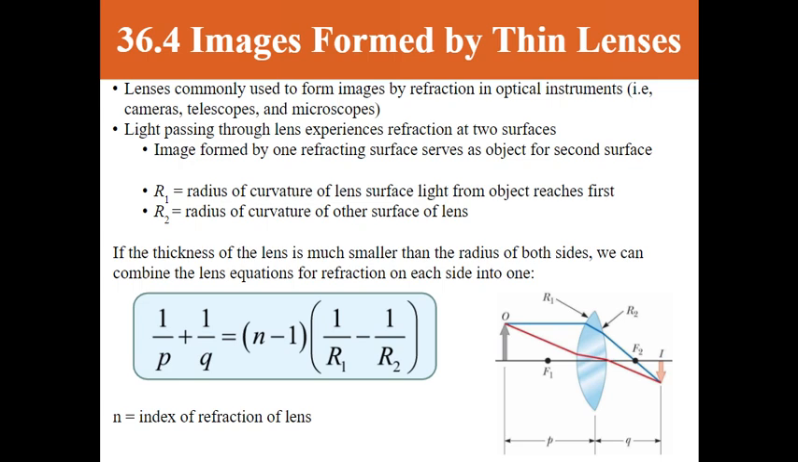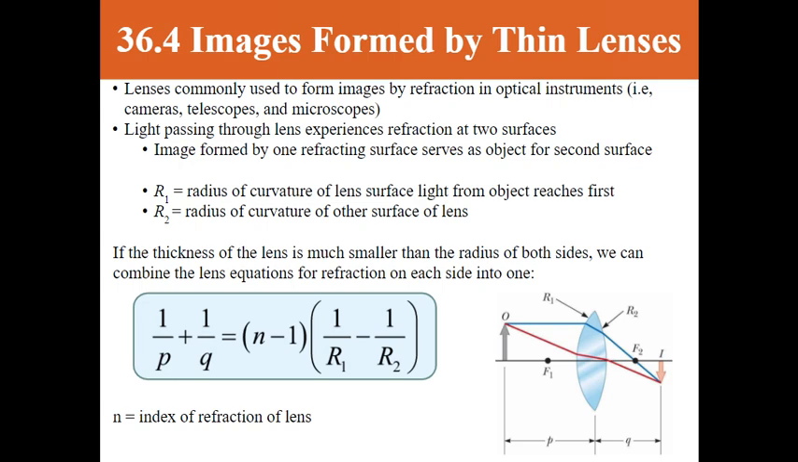Now you have the radius for the front part of the lens and the radius for the other side of the lens. And there is an equation that, again, lets you find the location of the refracted image once light passes through both sides of the lens. This equation is shown below. As long as you know n, the index of refraction of the lens, and the curvature of both sides of the lens, you're able to find the location of the image.